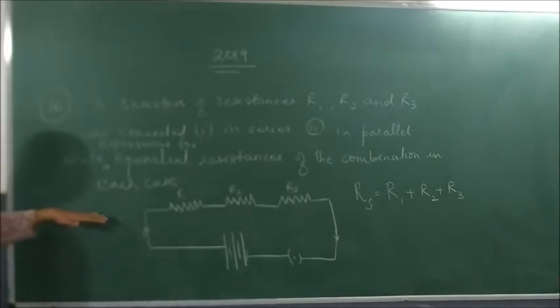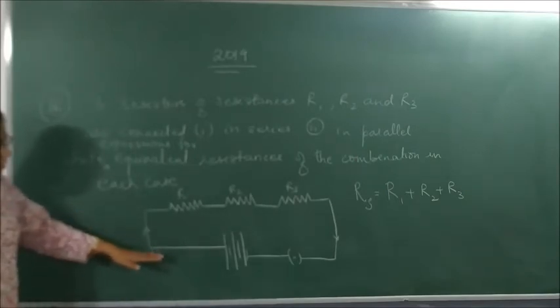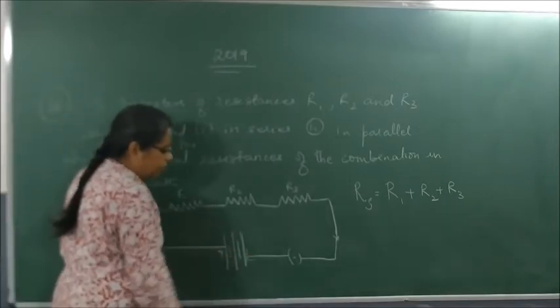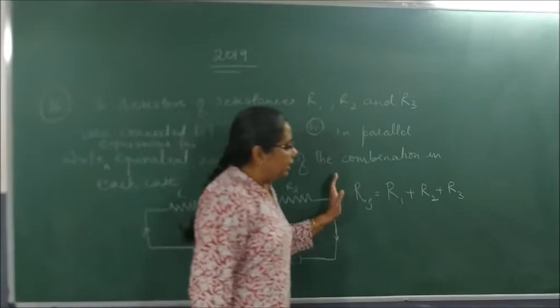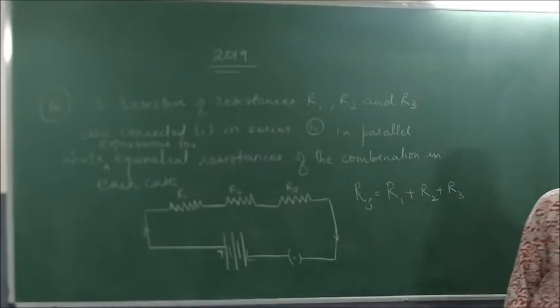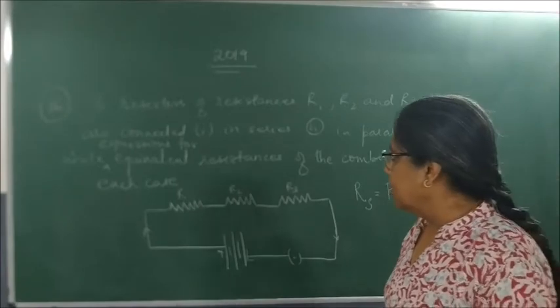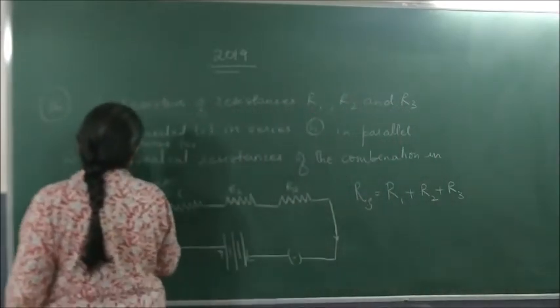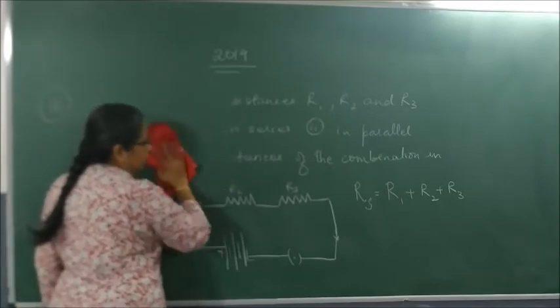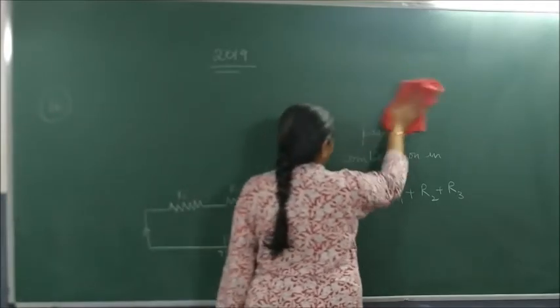So when resistances are connected in series, the diagram is like this. You have to write a positive and a negative terminal, a plug key, and the expression is Rs is equal to R1 plus R2 plus R3. I am rubbing it.